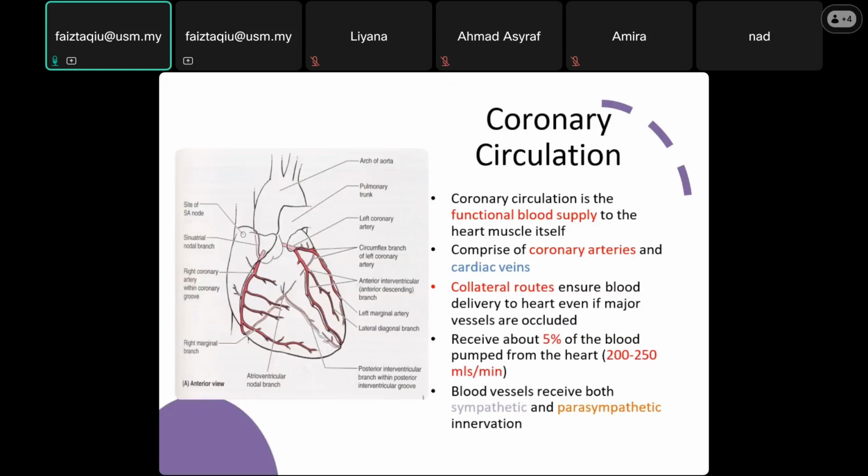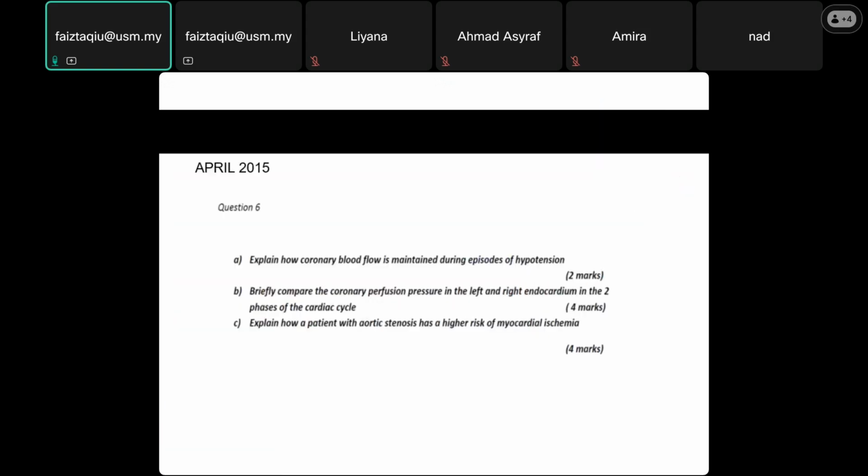Ini saya tak letak ni. But I do. Actually, yang part A tu, explain how coronary blood flow is maintained during episodes of hypotension tu, boleh letak auto-regulation and neurohormonal factors lah.